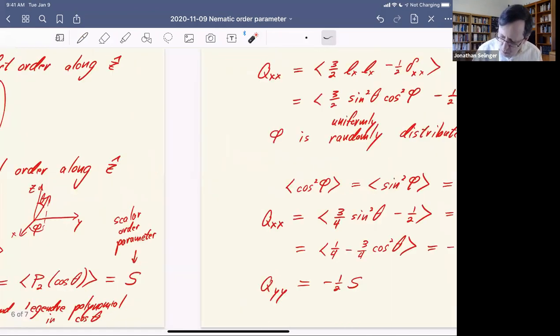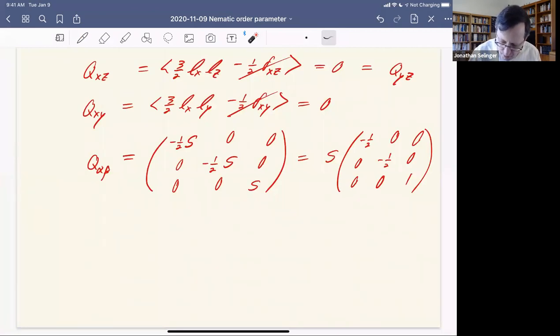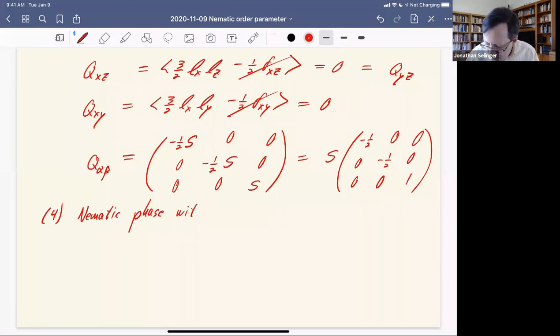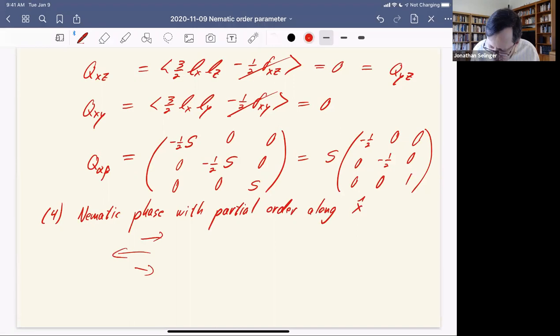Okay. What about if we have order in a different direction? For example, a nematic phase with partial order along X hat. That could happen for sure, right? We could have our molecules aligned mostly this way. So there must be a Q tensor to describe that, right?